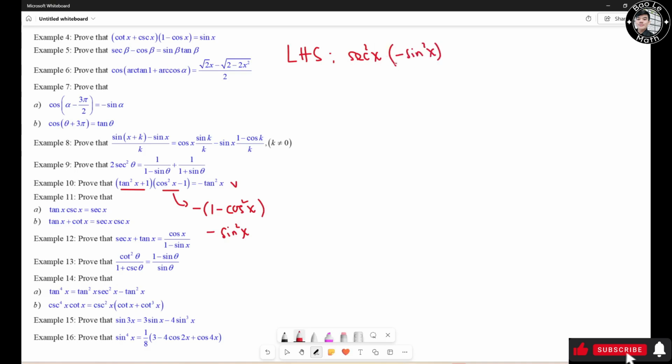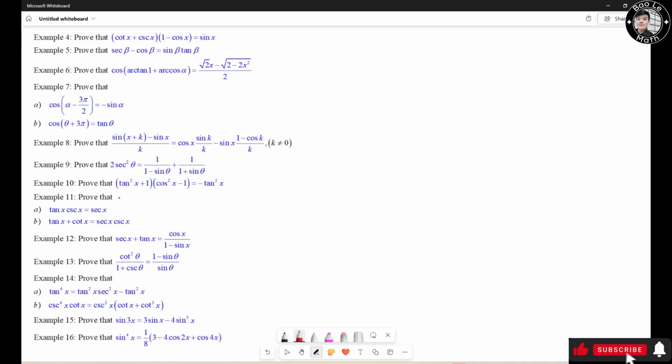Keep in mind this one is the multiplication, right? So secant square of s is going to be 1 over cosine square of s times negative sine square of s, right? So I can rewrite this one as negative sine square of s over cosine square of s. So it's going to be negative tangent square of s, right? So this one has been proved.